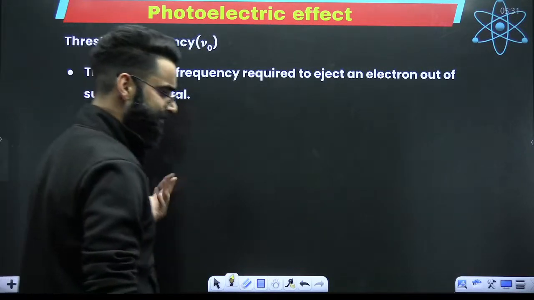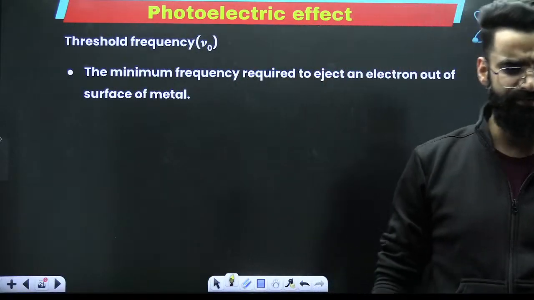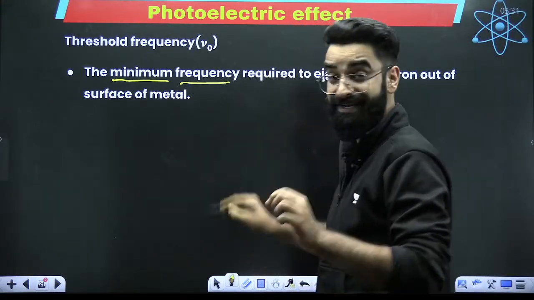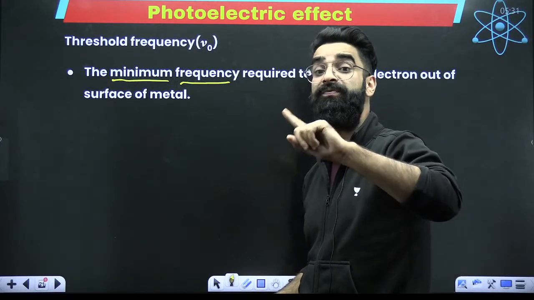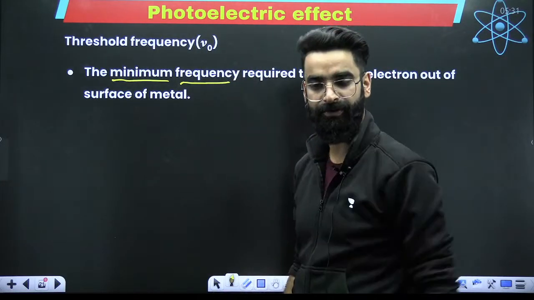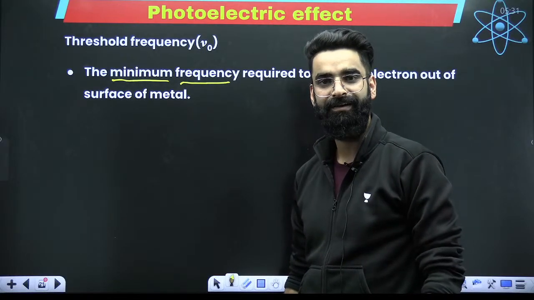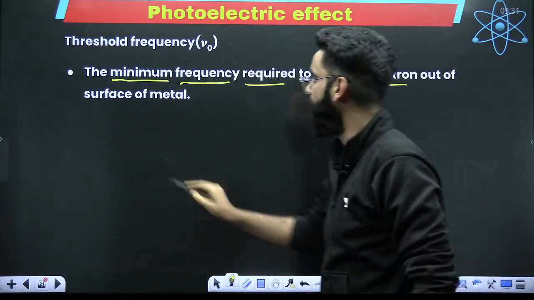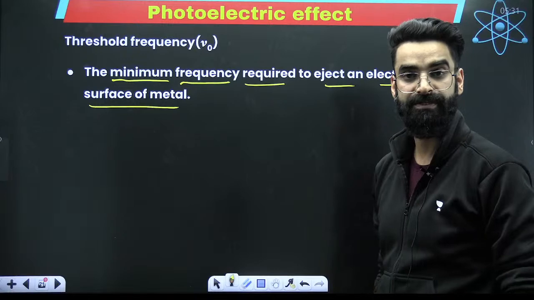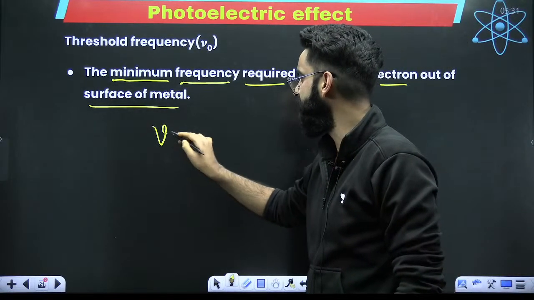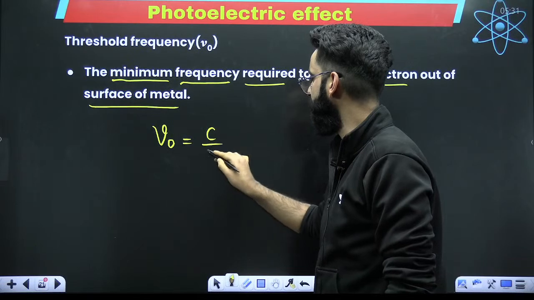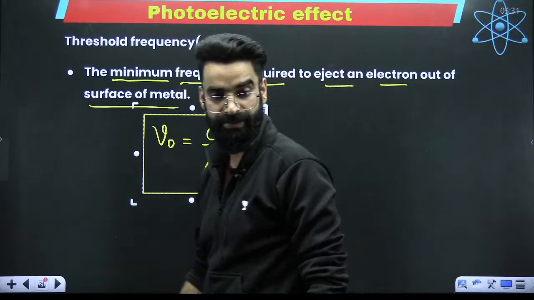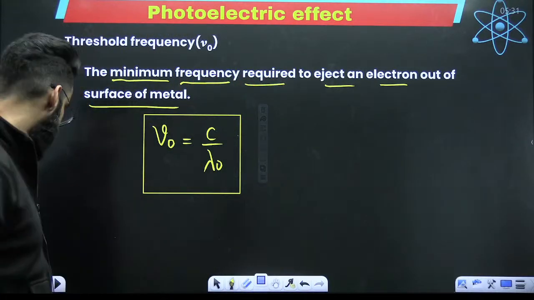This particular thing is threshold frequency, which we defined a few minutes back. Threshold frequency is the minimum frequency which the photon has just to take the electron out. The minimum frequency required to eject an electron out of the surface of the metal is what you call threshold frequency. And this threshold frequency is represented by nu naught, which is equal to c divided by lambda naught. I believe this particular point is also clear.